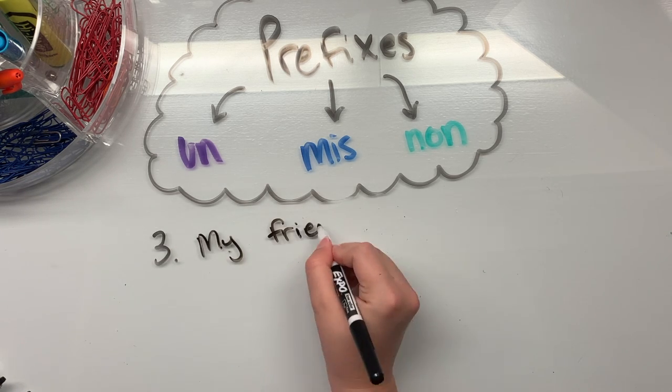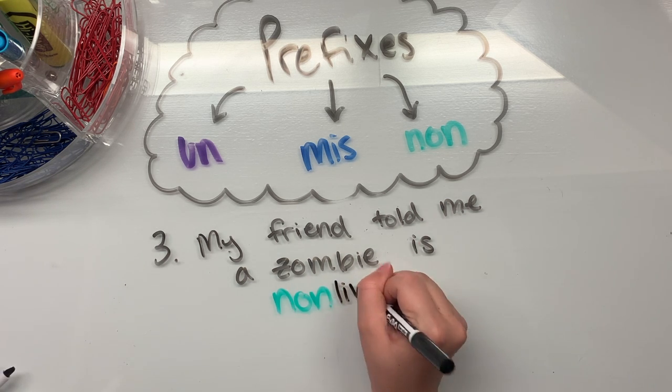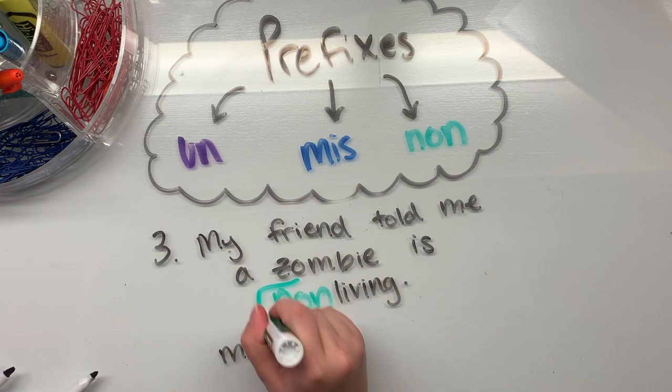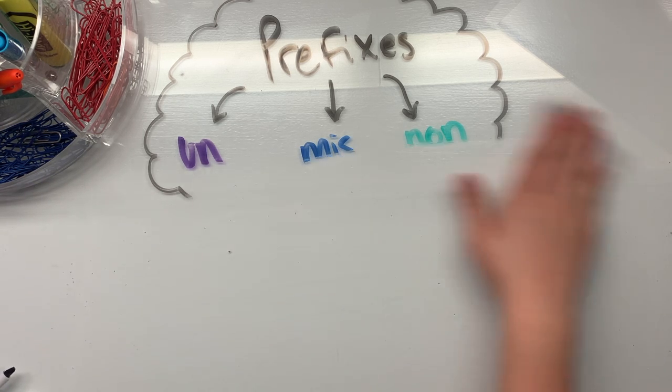And number 3, my friend told me a zombie is non-living. Well, we know what a zombie is, right? It's like a dead thing. So non-living must be not living.